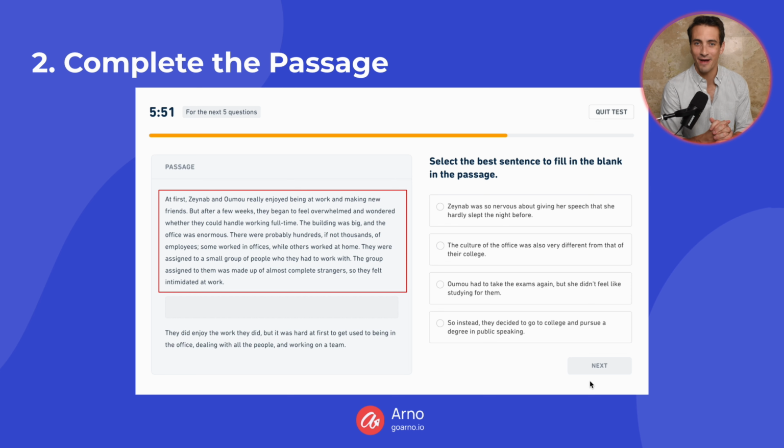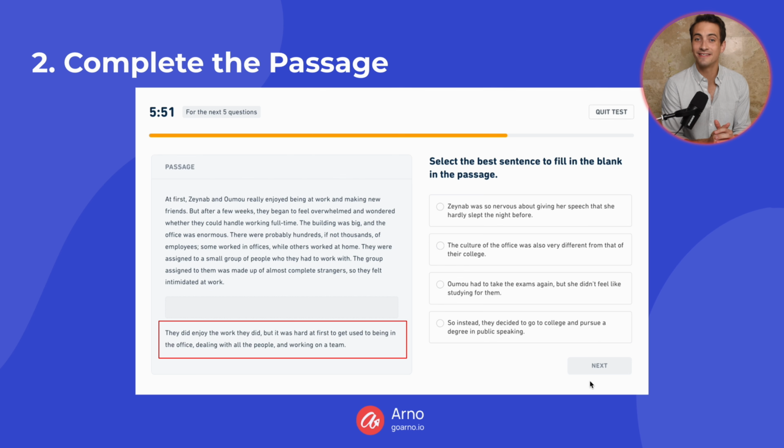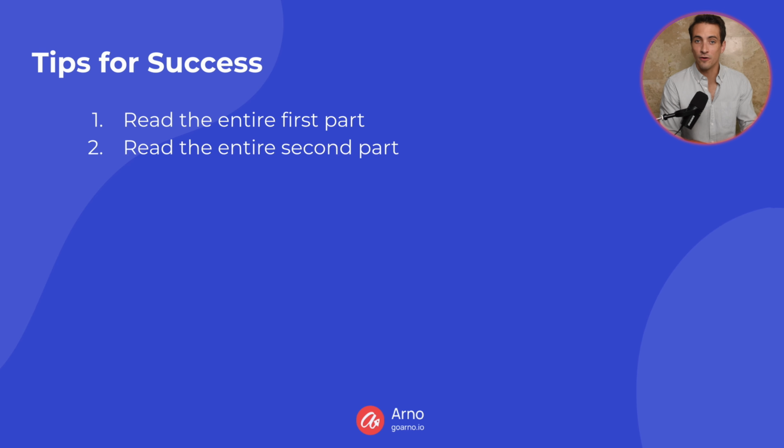Okay, so we just read the passage. We're not going to do that again. Then you're going to read the second part. I will read this because this is new. They did enjoy the work they did, but it was hard at first to get used to being in the office, dealing with all the people, and working on a team. So after we read the entire first part and then read the entire second part, we're then going to use process of elimination to find the correct answer.